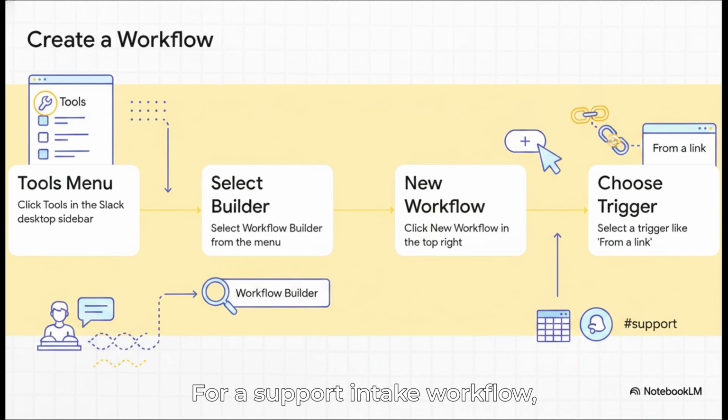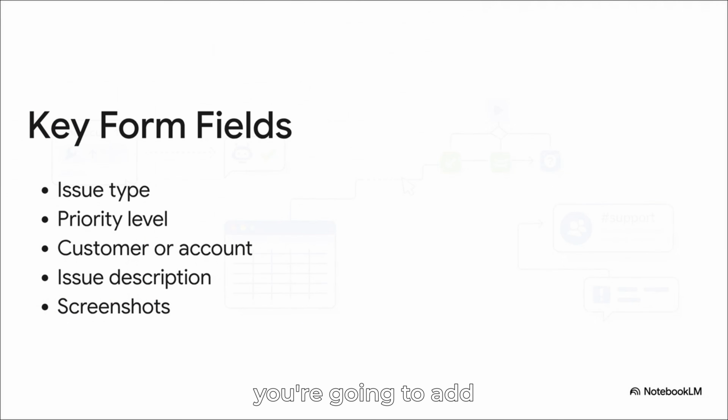For a support intake workflow, choosing from a link is incredibly effective because you can just take that link and pin it directly to the top of your #HelpIt channel. Okay, so once your trigger is set, you're going to add a step to open a form. By configuring some very specific fields in this form, like asking for the issue type, the priority level, the customer affected, a super clear description, and maybe even requiring screenshots, you instantly standardize the request.